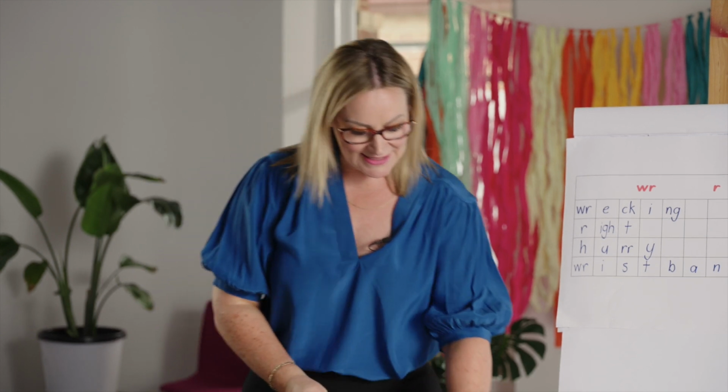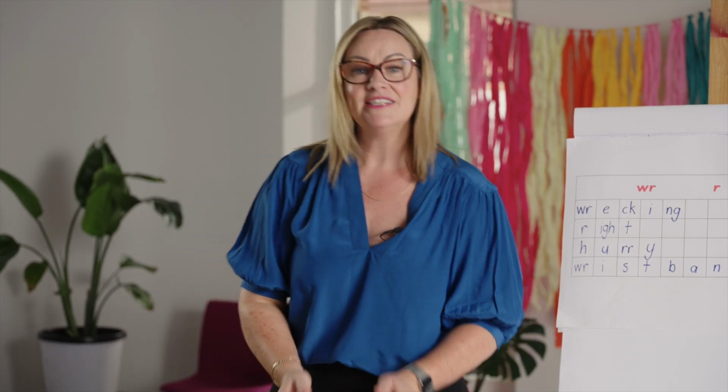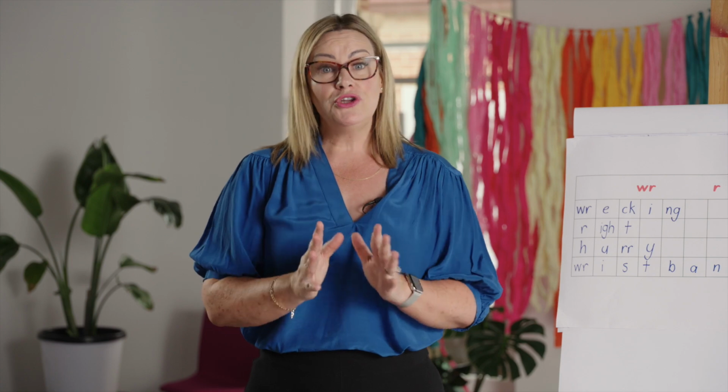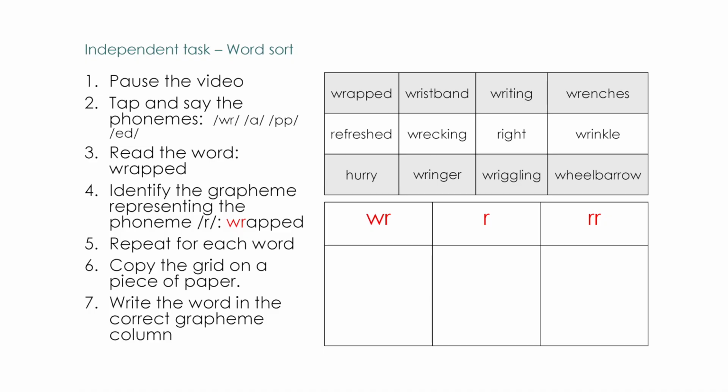Our independent task today is a word sort. So on your screen now, you will see the instructions for today's activity. So in the word sort, just like we did in our words to read, you will put your finger underneath the grapheme pattern. You will tap and say the phonemes in the word, read the word, and then when you've identified which spelling it is, you will place the word in the correct column.